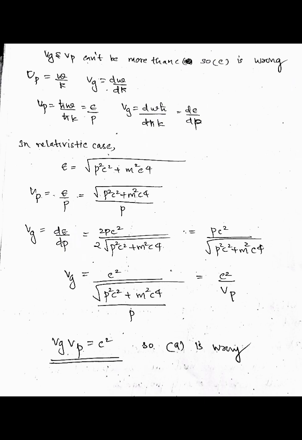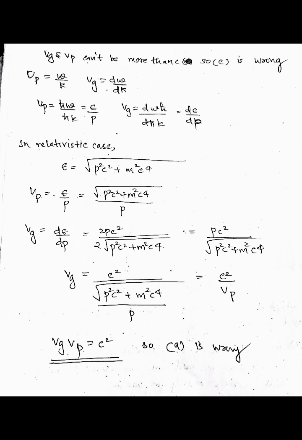And Vg is equal to d omega by dk. Also multiplying h cut on numerator and denominator, we can write Vg is equal to d omega h cut divided by dk h cut, and this is equal to dE by dP. So in the relativistic case, we can write the energy as E is equal to square root of p square c square plus m square c raised to 4. And Vp, that is equal to E by P, is equal to square root of p square c square plus m square c raised to 4 divided by P.